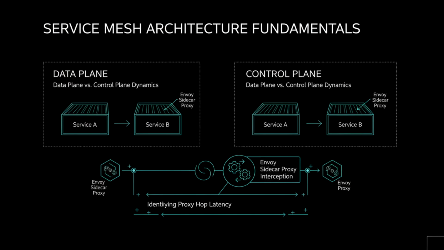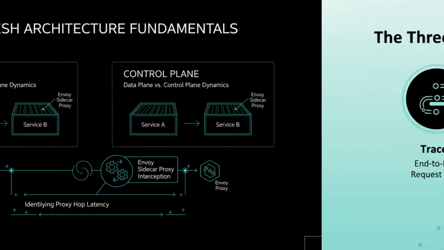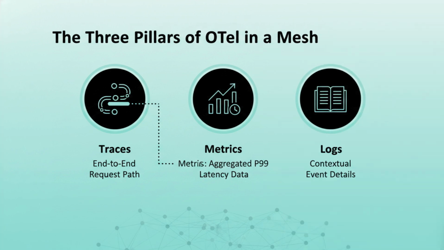OpenTelemetry allows us to tap into these Envoy proxies to capture timing data at every stage of the request lifecycle. This architectural understanding is the foundation for setting up effective observability that scales with your global cluster. Telemetry provides three primary signals: traces, metrics, and logs. For latency measurement, traces and metrics are our primary focus.